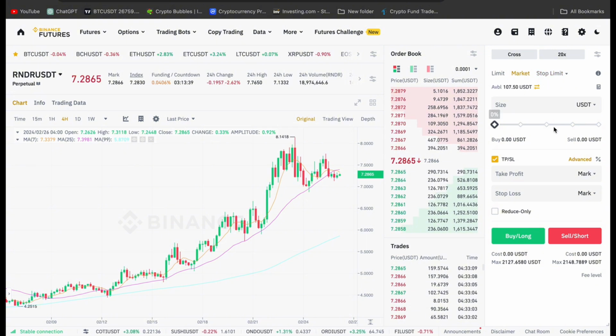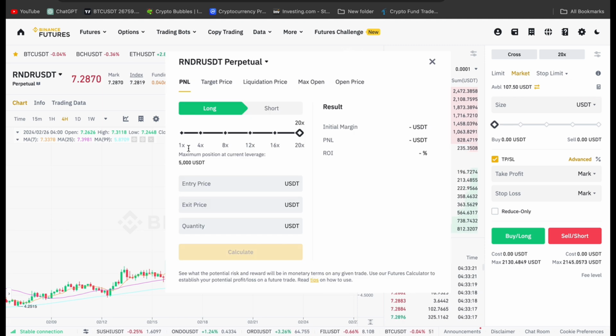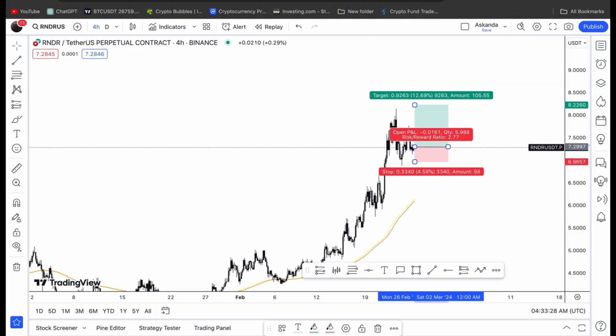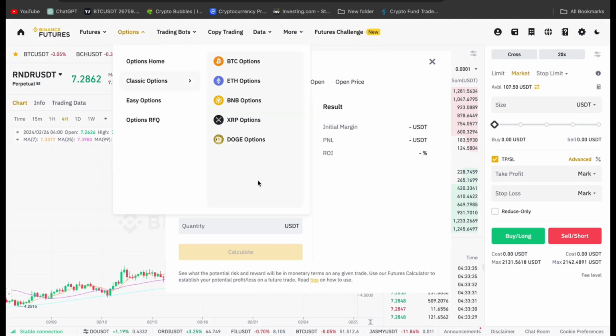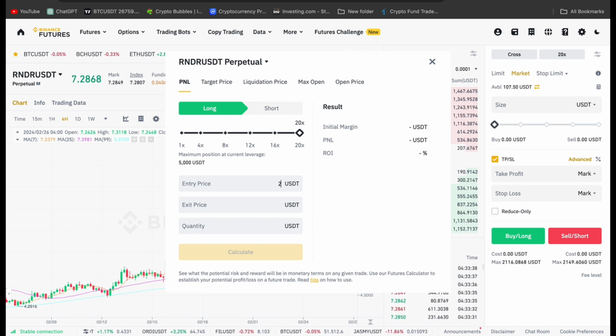For me, we already know that we are going to use 5.6 as margin here. But before we do that, let's calculate our position. So we click on the position calculator here. Now we have the RNDR token we are buying. We go for 20x leverage, and we know the entry price is around here. So the entry is 2.299. So we are going to use 2.299 as our entry.